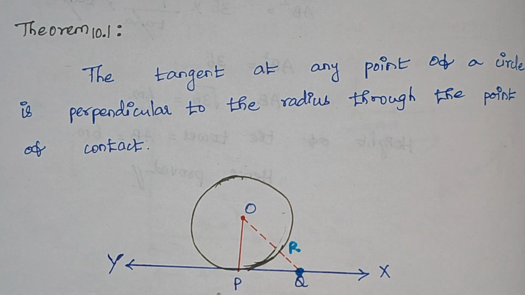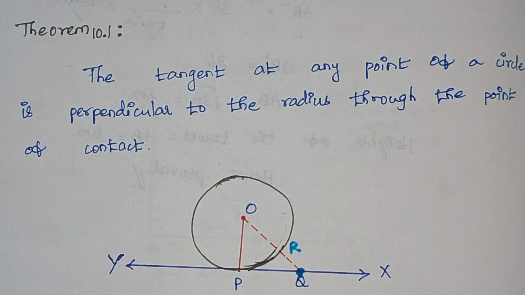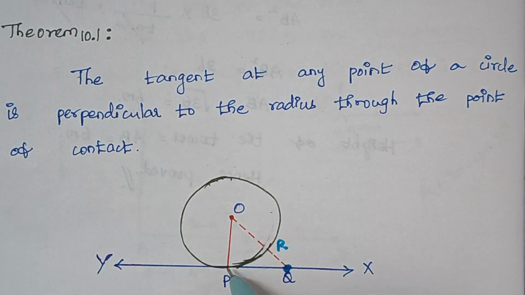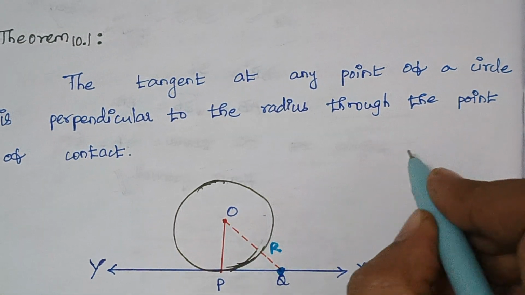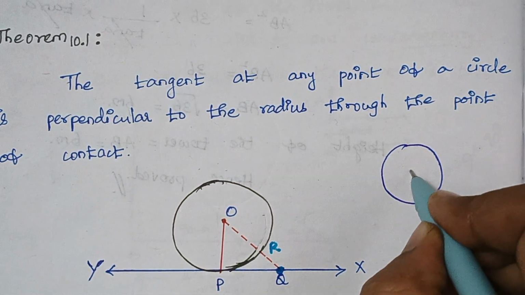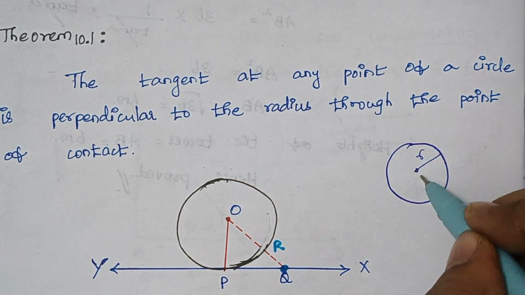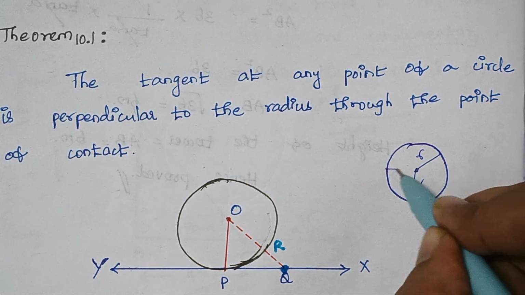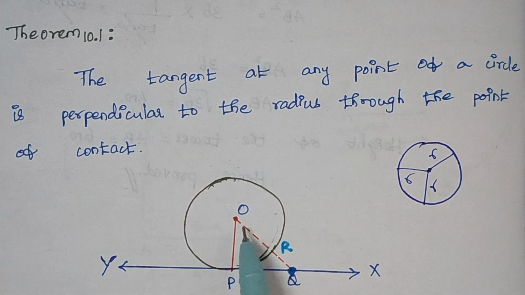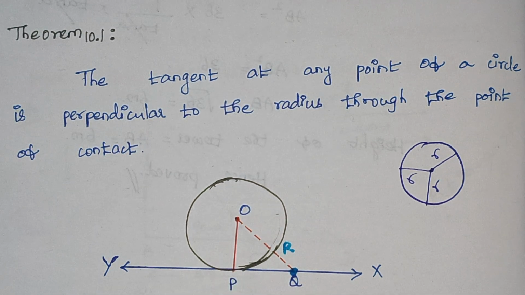So we know this is a circle, right? And radius is nothing but the line which joins the center to the circumference, whatever may be. So here, for example, if this is a circle and this is the center, this line is also said to be radius, and this line is also radius, and this is also radius. So a line which joins the center to the circumference is known as radius.